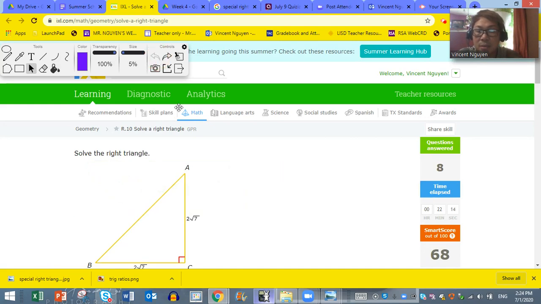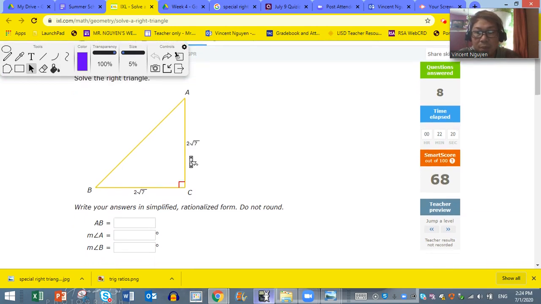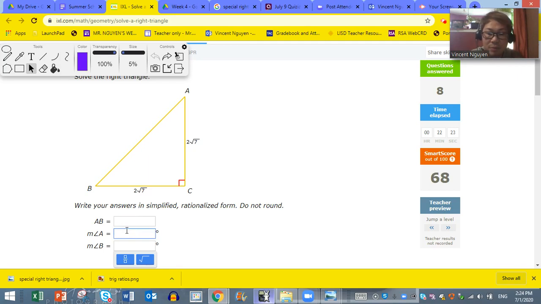Delete that. Oh, this is a 45, 45. How do I know that? Because look at that, equal, equal. So that's easy. That's 45 degrees, 45 degrees. See, knowing your special right triangles helps because it's shortcuts, right? And it makes the problem go faster.